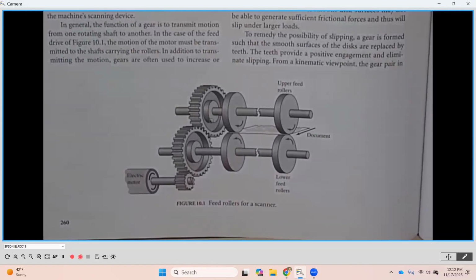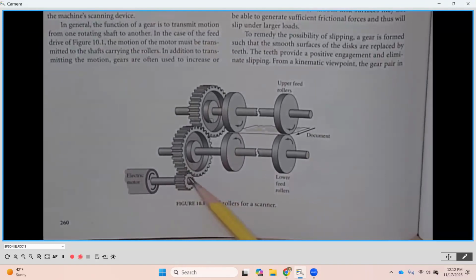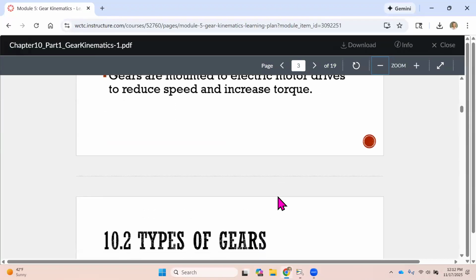So that's going to be something that the designer will determine. What is the appropriate speed rotationally from the input, in this case, an electric motor, to what the output would be, which would be the feed rollers of this scanner. Okay. And that's going to be a different application for each type of system that we're going to be designing for. So let me go back over here.